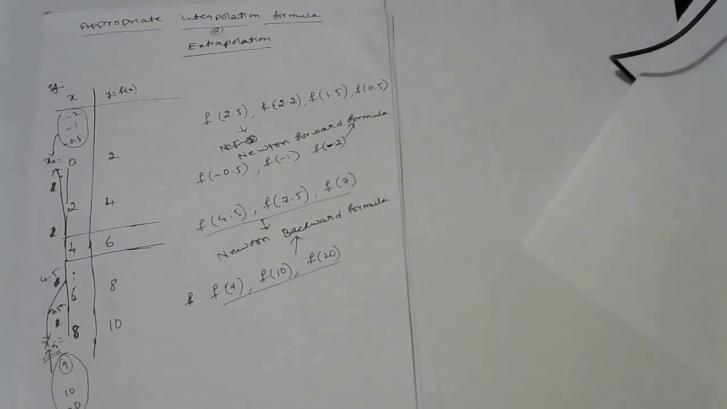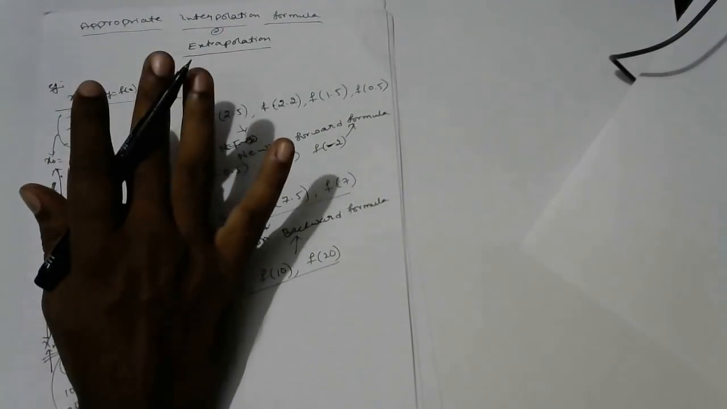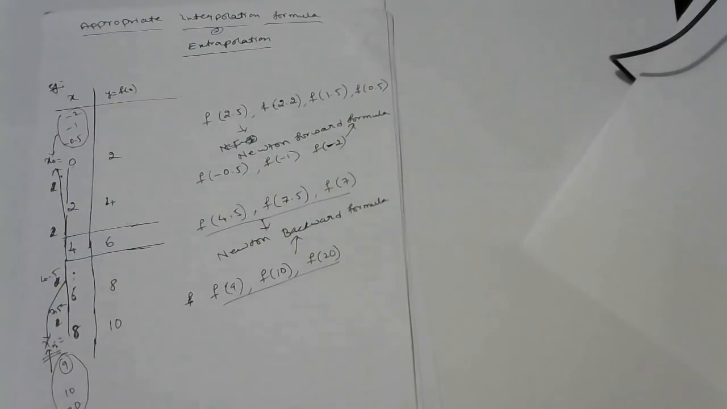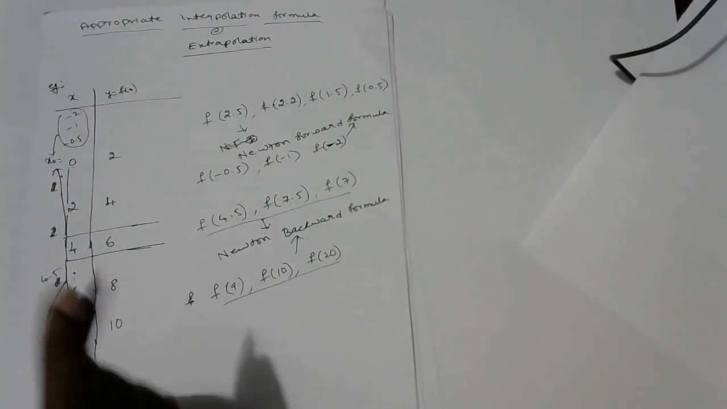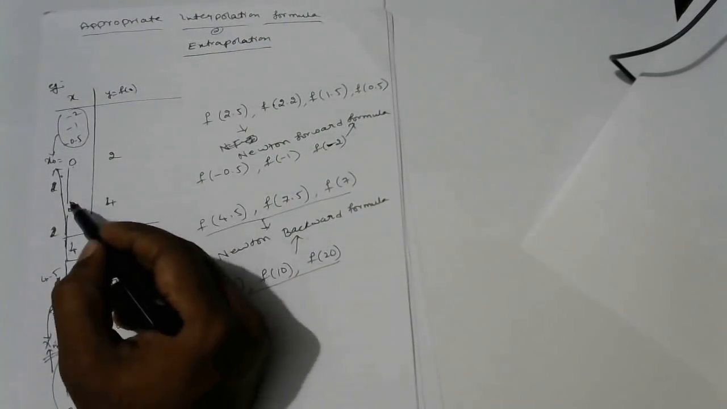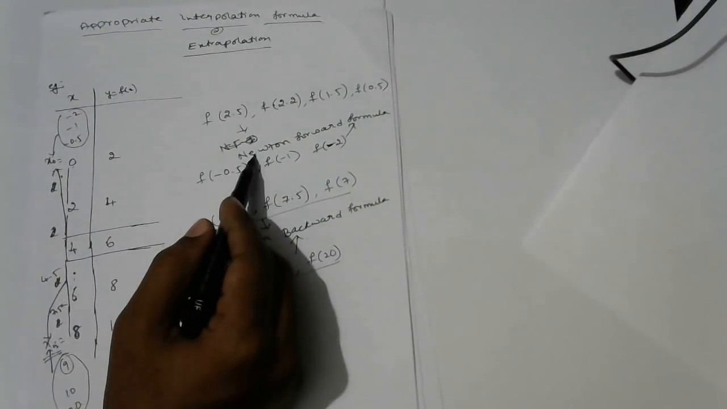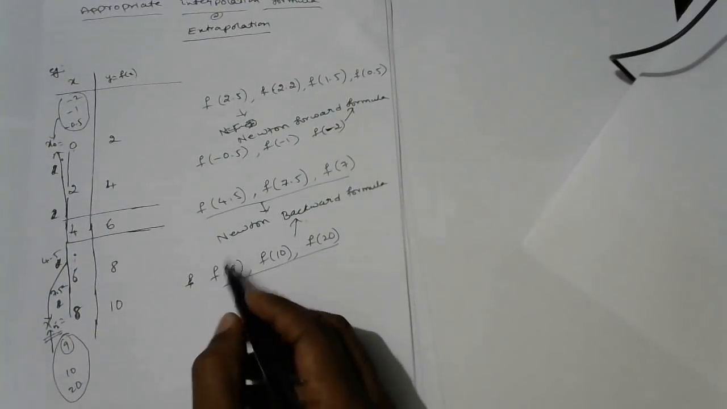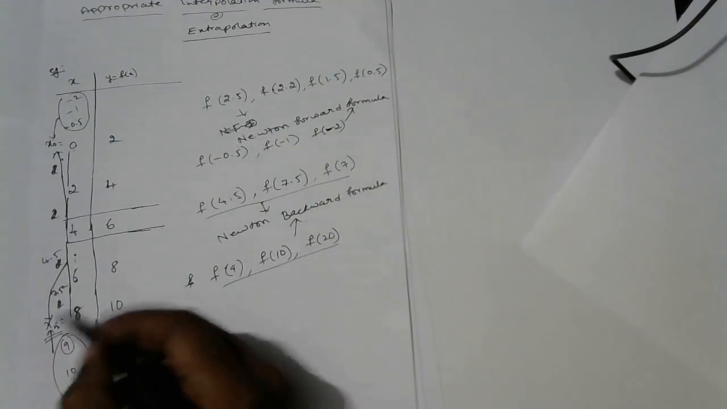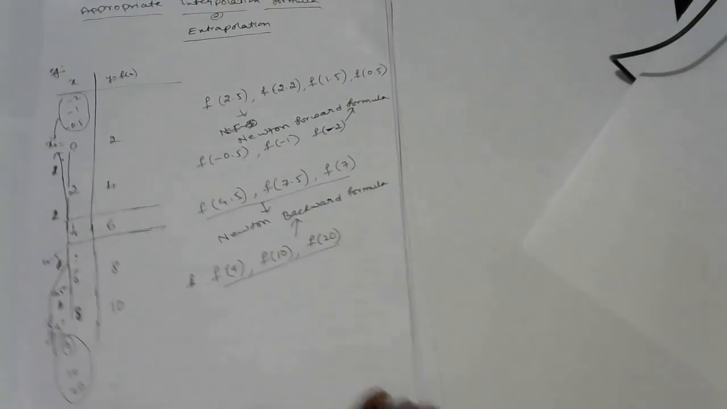So remember, the first condition is x should be equidistant. Equidistant means the difference should be the same, then only you can apply Newton forward or Newton backward formula. When the values you are asked to find are nearer to x0, then you have to apply the Newton forward formula. If the x values to find are nearer to xn, then you have to apply the Newton backward formula.